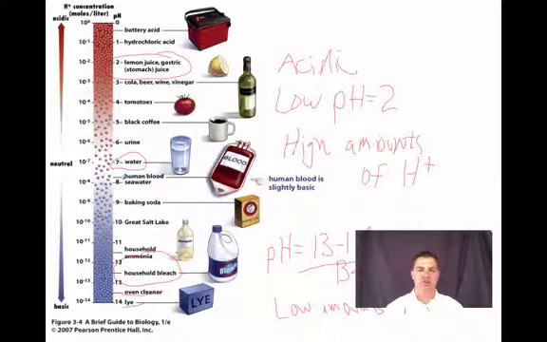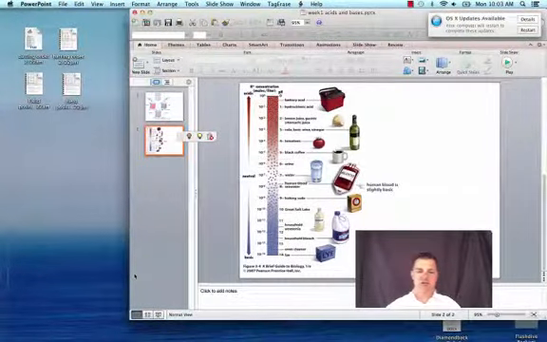You notice you have human blood here being a little bit on the basic side. And it gets much more concentrated in terms of hydrogen ions as the pH goes down, and as you go this way it becomes much more basic. Both ends of the scale tend to be pretty harsh on life. A low pH is very damaging to the skin and so forth, but so is a strong base. Both of these are not necessarily good.